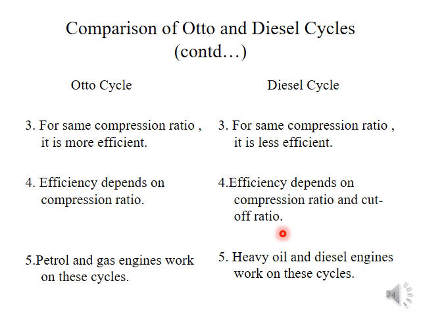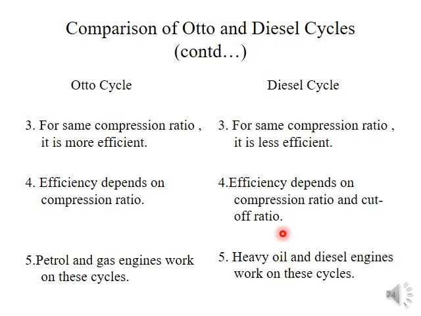So this can easily be explained by seeing the diagrams. If you draw the PV diagram of both the Otto cycle and the diesel cycle on the same graph, you can easily observe three conditions. The first condition is the same compression ratio and heat input: the efficiency of the Otto cycle is greater than the efficiency of the diesel cycle. Why? Because the heat rejection is less than in the diesel cycle.